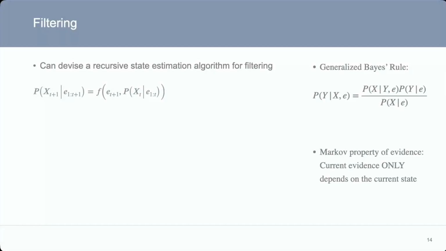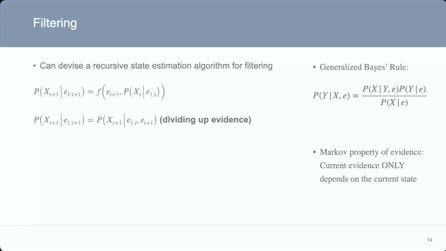In other words, we have to come up with a formulation such as this, where probability of x_{t+1} given e_{1:t+1} is a function of the previous state, P(x_t | e_{1:t}), and the new evidence. So let's try doing that.